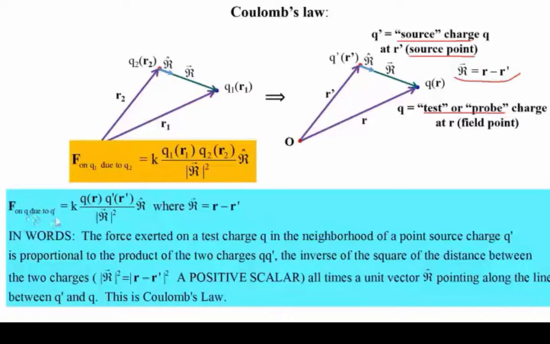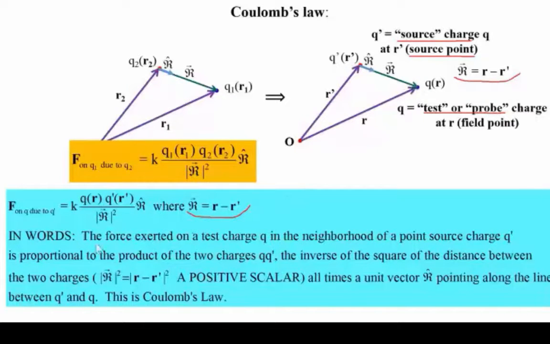charge, due to Q prime, the source charge, will just be equal to K Q of R, which is where Q is, Q prime of R prime, which is where Q prime is, and then we put in the vector R magnitude squared times the unit vector R hat. And just as we did before, we define this funny R as being the vector R minus R prime, and that means it points from R prime to the point R.